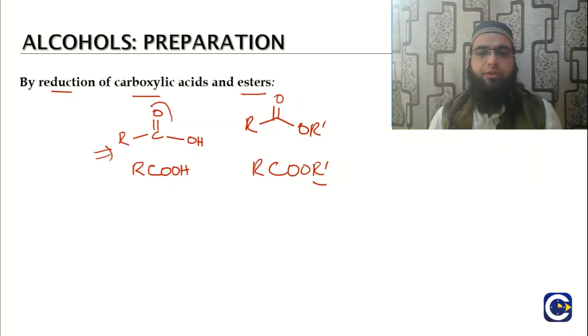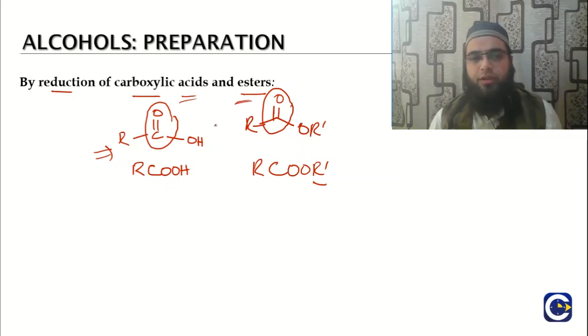If we look at both of these compounds, we have the carbonyl group present in them. The presence of this carbonyl group makes them reactive also, so we can reduce these two groups of carbonyl compounds. In this video we'll look at the reduction of carboxylic acids and esters, and we'll also look at the mechanism of how the conversion proceeds.